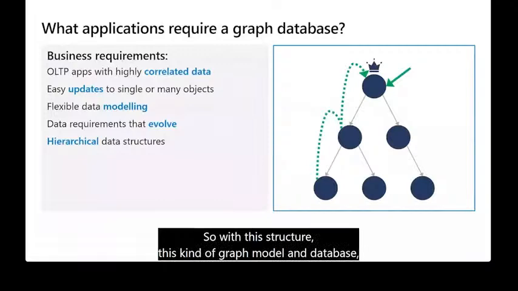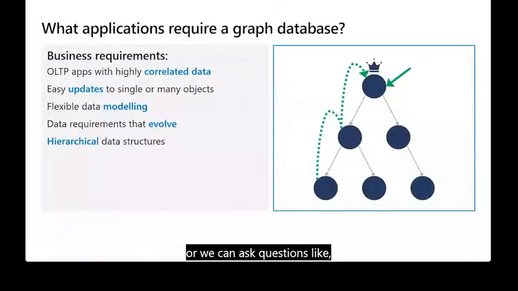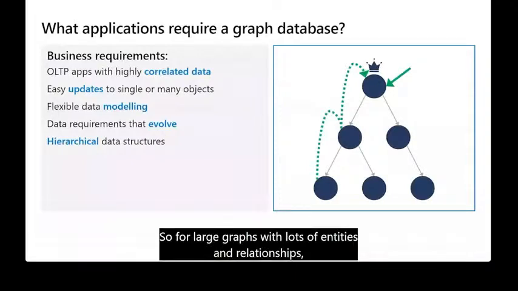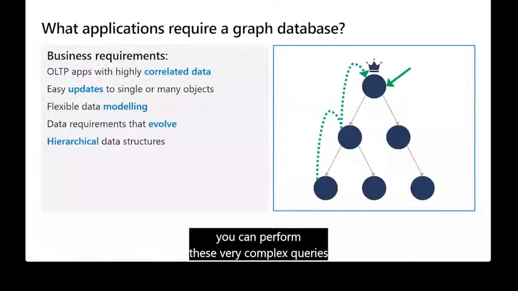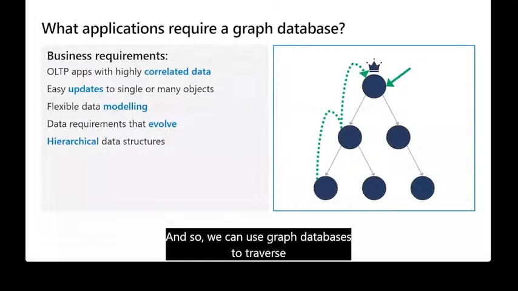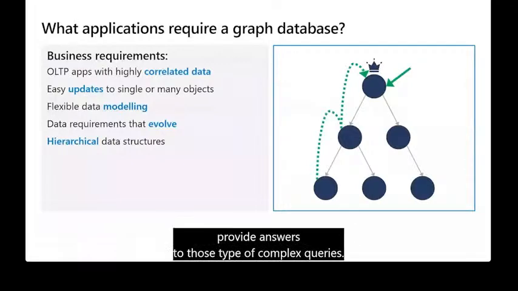With this kind of graph model and database, we can ask questions like, find all the employees who report to the IT manager, for example, or we can ask questions like, find out who works in the same department as me. For large graphs with lots of entities and relationships, you can perform these very complex queries quite quickly. And so we can use graph databases to traverse the network of relationships and help provide answers to those types of complex queries.